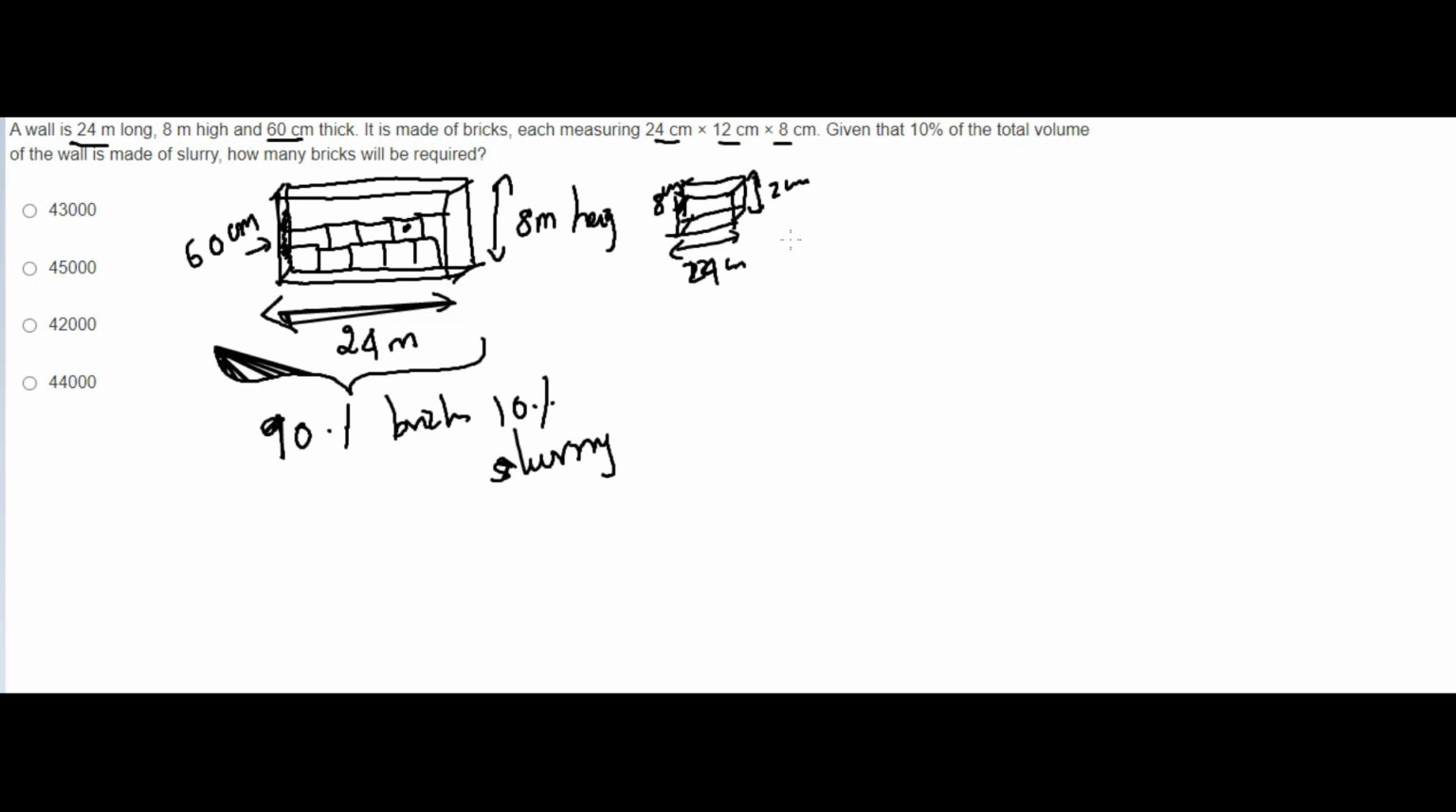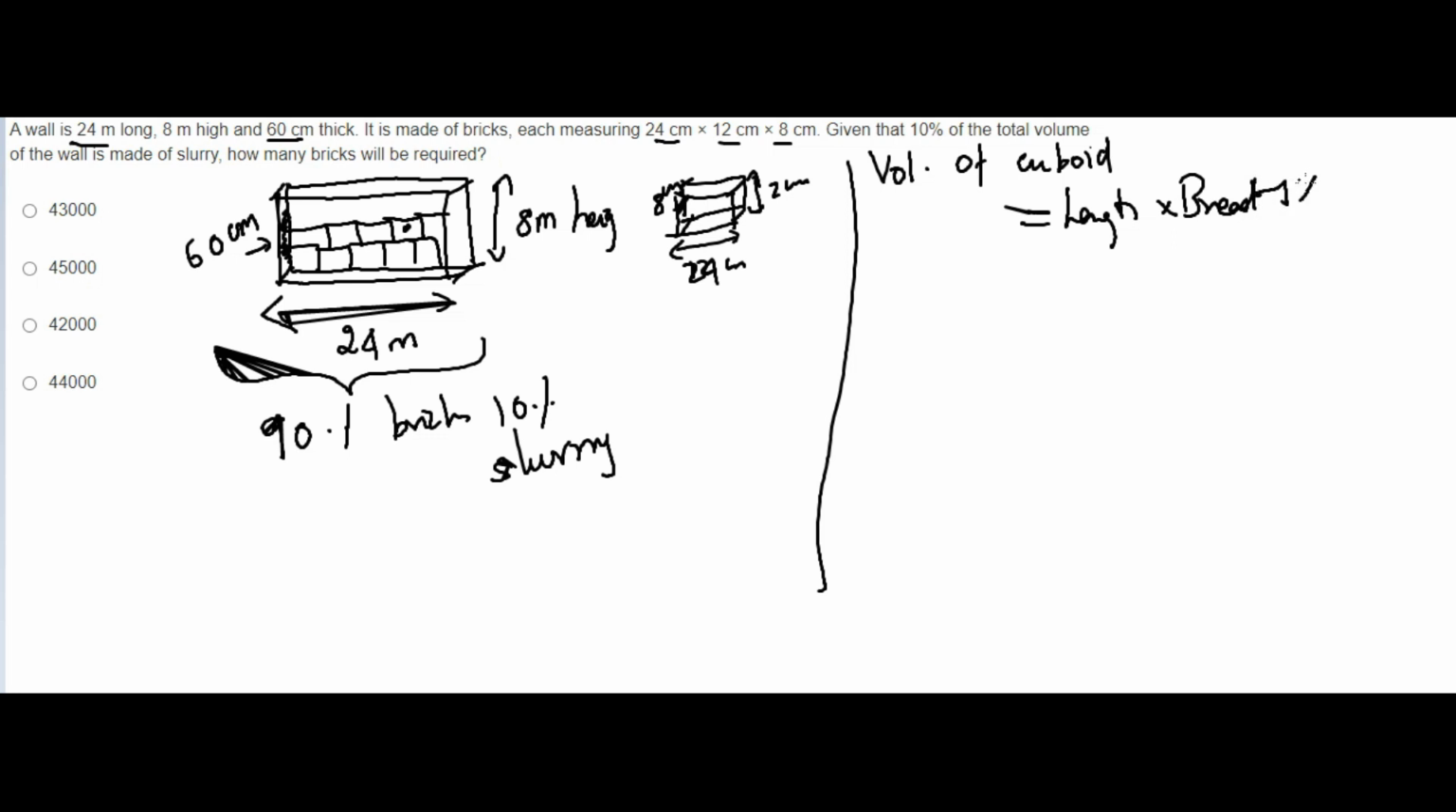What is the formula? First we take the volume of a cuboid. Volume of a cuboid means length into breadth into height. Is it right? So simple. Now we go for the calculation.